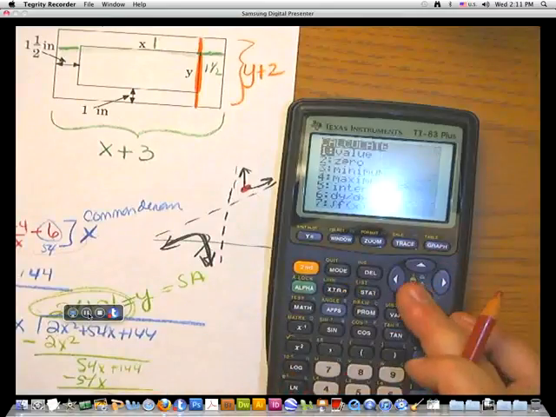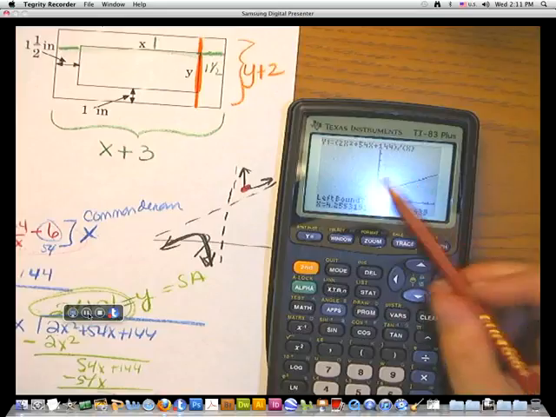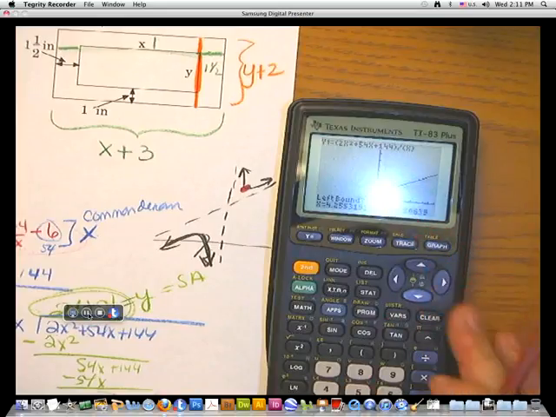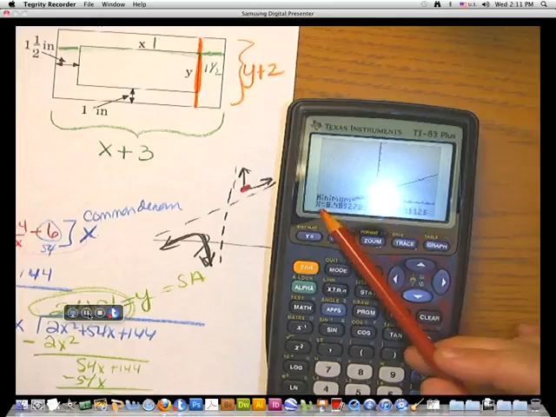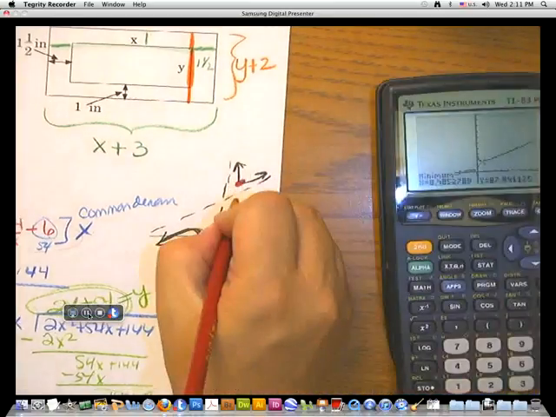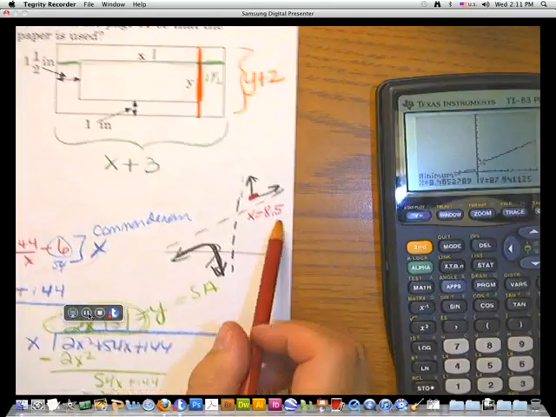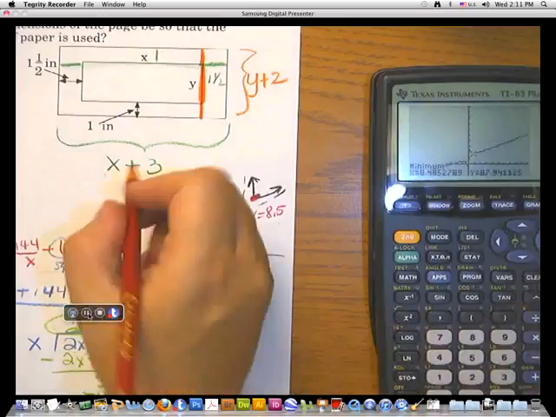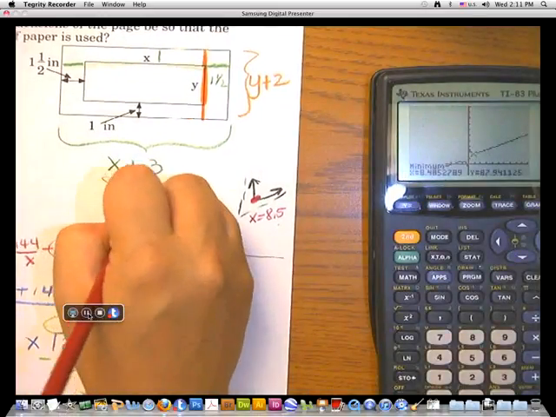So if I use my calculator here and do second calculate, find a minimum, I want to make sure that my spider is up on this top half, and as long as I'm to the left, I can then move to the right, and the calculator is going to give me that point, and we see that that point is when our x value is 8.5. So when I put this up here, what does my dimensions have to be? Well, the dimension has to be 8.5 plus 3, so 11.5.